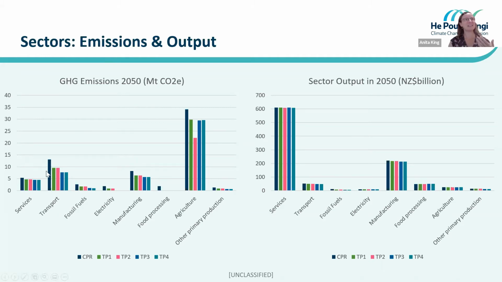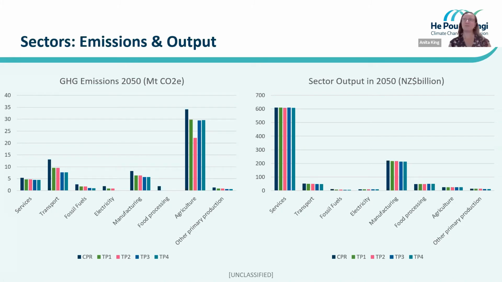On the other hand, when we look at the emissions side of things again, we can see that in all these sectors, so transport, fossil fuels, electricity, manufacturing, food processing, agriculture, we're reducing the emissions, and we're doing it with little or no impact on output, fossil fuels being the main exception. So that's the evidence that we've got that we can reduce our emissions without reducing our output, based on what's happening inside the model.